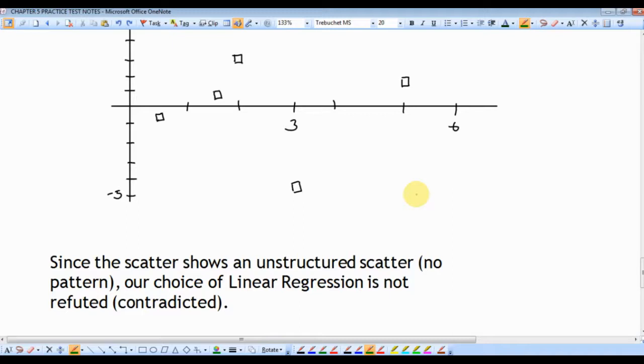I'm confused about what exactly linear regression is. The entire process of fitting a line to a scatter plot. So if there's a line that's also problematic, only if there's no pattern whatsoever is it not problematic. Yeah. If there was a fan or something, you could write that our choice of linear regression is refuted.